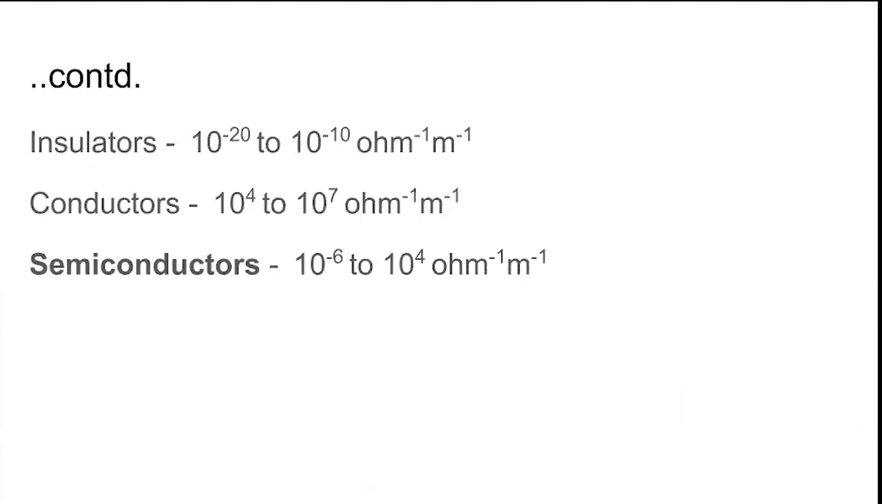From here to here it is insulator. From here to here it is conductor. So 10 to the minus 10 to 10 to the minus 20 is insulator. Conductor is 10 to the power 4 to 10 to the power 7, and 10 to the power 7 is called a good conductor.